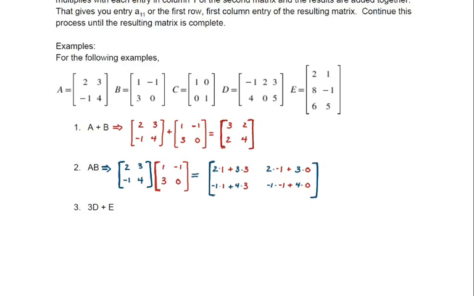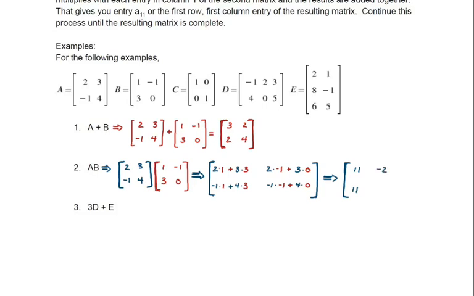All I would need to do to finish this is just find out what those entries are. So 2 times 1 plus 3 times 3 would give me 2 plus 9, which is 11. That's my first entry. And then 2 times negative 1 plus 3 times 0 would be negative 2, but I'm going to do the second row first. Doesn't matter the order in which you write these down. So negative 1 times 1 plus 4 times 3 is also 11, so that's the first entry in row 2.